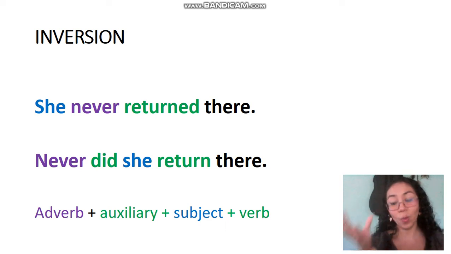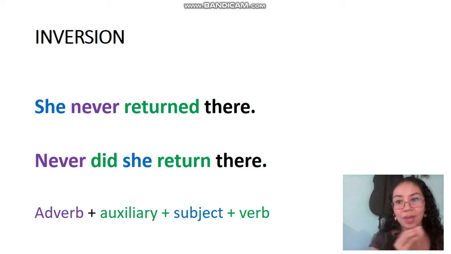Exactly, did. So we are going to extract the auxiliary from my verb and we are going to put it there. So what's the adverb? Never. What's the auxiliary? Did. What's the subject? She. But when I have already extracted the auxiliary, you remember the rule for negative and for questions in simple past? If I have the auxiliary, the verb doesn't need to be conjugated in past anymore, right? So it's the same. Instead of saying "she never returned there," we are going to say "never did she return there."